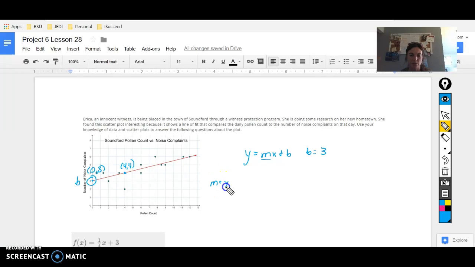So m equals y2 minus y1 over x2 minus x1. So my y2 is 4 minus 3 over 4 minus 0, my x2 minus x1. So this becomes 4 minus 3 is 1 over 4 minus 0 is 4. So I have a slope of 1/4. And that makes sense because it's a positive, gentle slope. So my formula for the line here is going to be y equals 1/4 x plus 3.